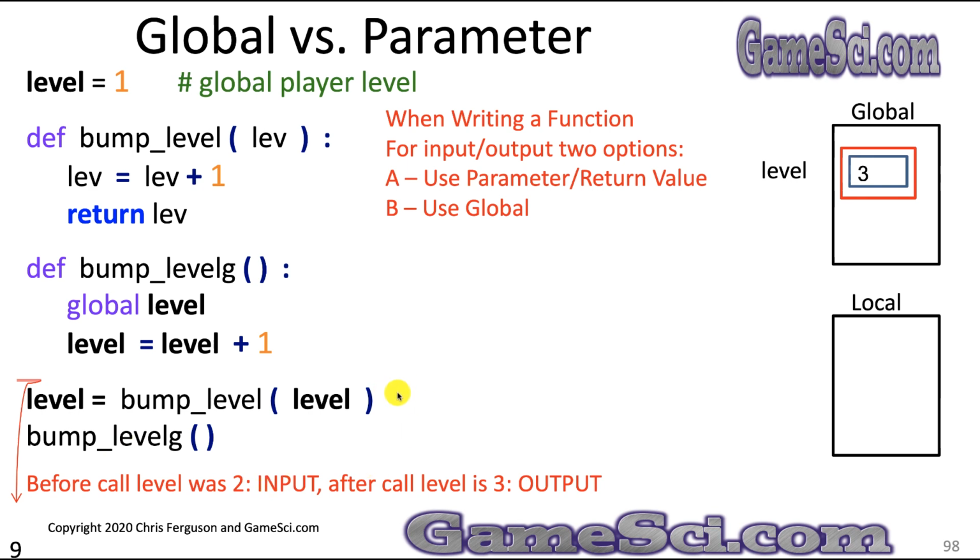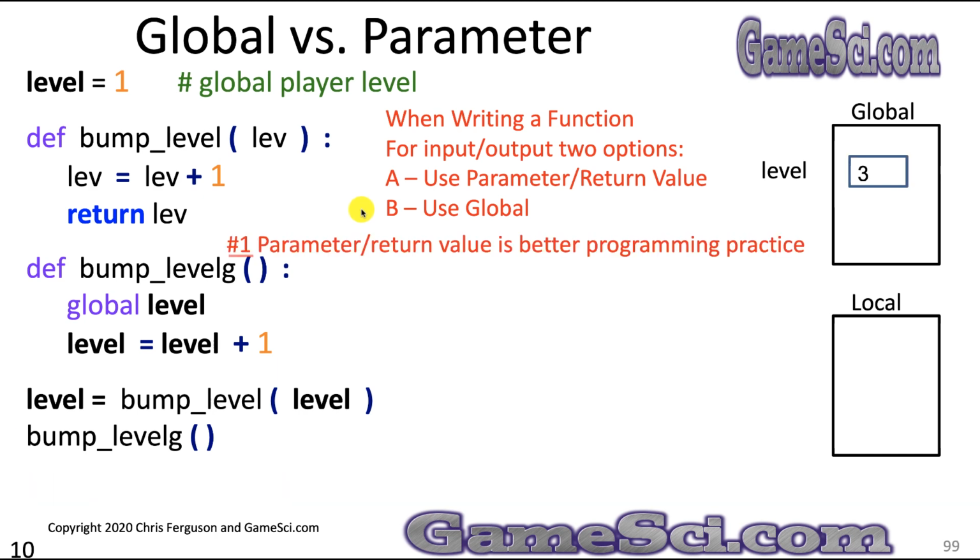Both of these two lines of code do the same thing. This had a 1 as an input and an output of 2 and updated the global variable. This one just directly changed the global variable without having to use a parameter and return type. So before the call, level was 2. That was input to bump level G. After the call, level was 3. That was the output of the function. When writing a function, you always have two options for input and output. Option A is to use parameters and return values for input and output. Option B is to use global variables.